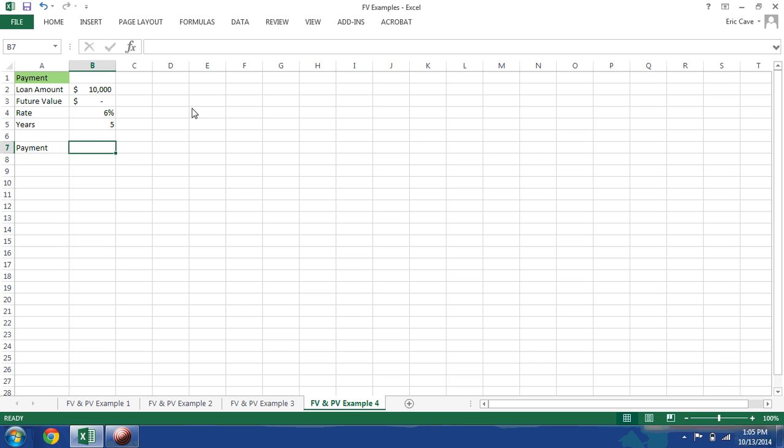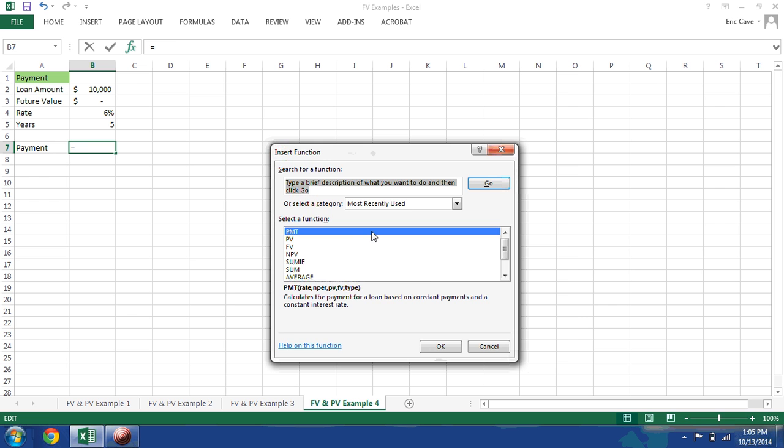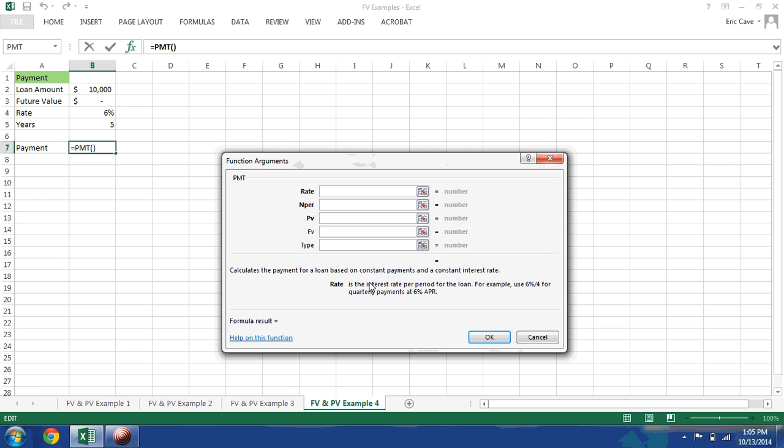So you go back down to payment and select your function, Payment. For that, you're going to go to rate, which is going to be 6%. But we're going to do something a little different with this one. We're not going to assume it's an annual payment, because for most loans you pay them on a monthly basis. So we're going to take that rate and divide it by 12.